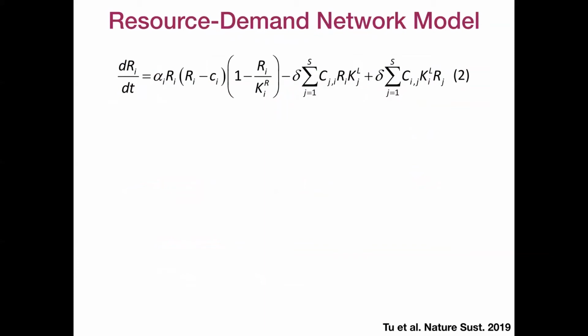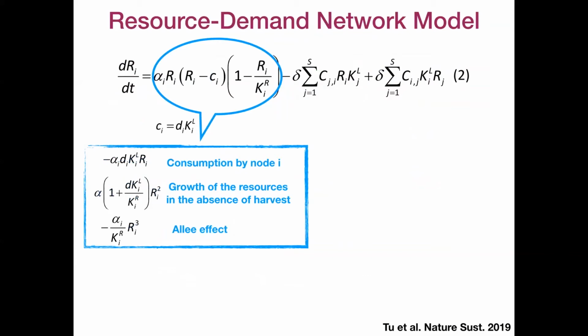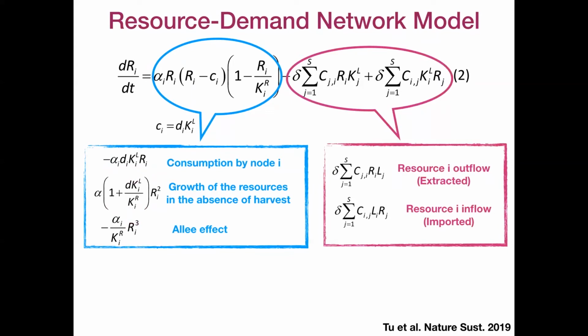This is an equation that describes the evolution of the resources. Here there is the consumption of the resources by users, and the natural growth in the absence of harvest, some ecological mechanism typically observed in ecological resource dynamics, like the so-called Allee effect. Then we have the second part, which is the resource outflow, the extracted resources. Here we can also consider, for example, input of resources. So we have both input and output of resources that go into the balance that determines the evolution of such resource dynamics.